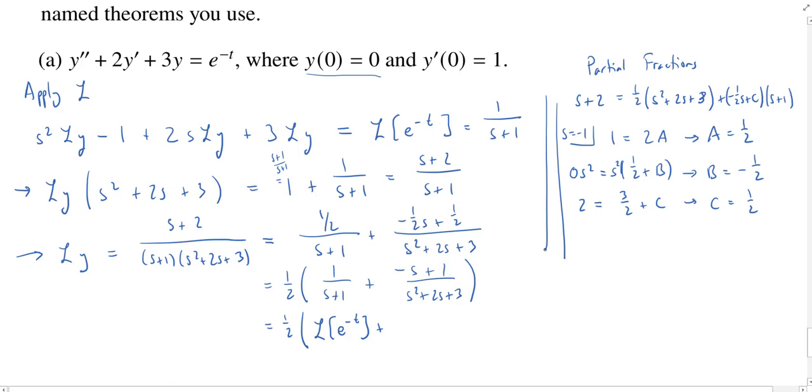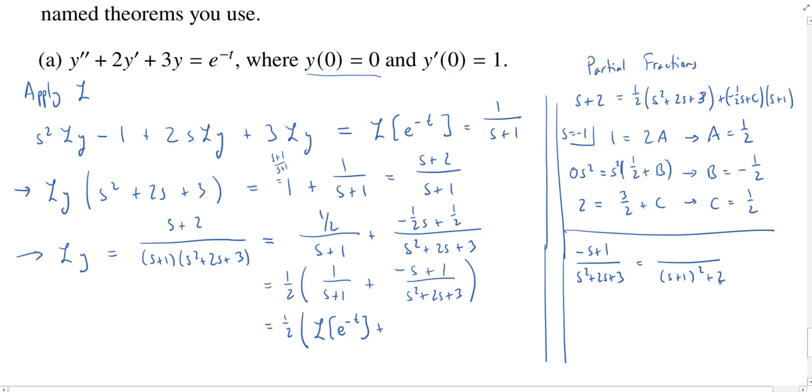All right, so let's head over here and say, okay, we have negative s plus 1 over s squared plus 2s plus 3. If we complete the square, we'll have s plus 1 squared. Now let's see, 1 squared is 1, but we really need to have 3, so we need to add 2 more. We see we're getting a shift, right? S turns into s plus 1.